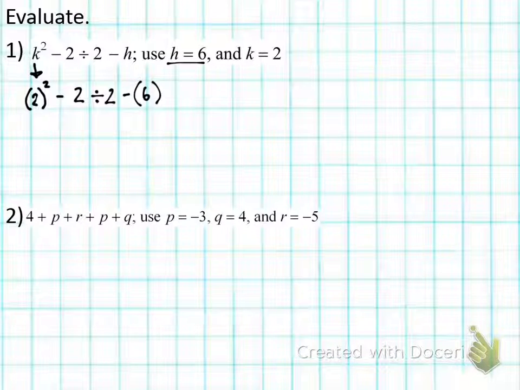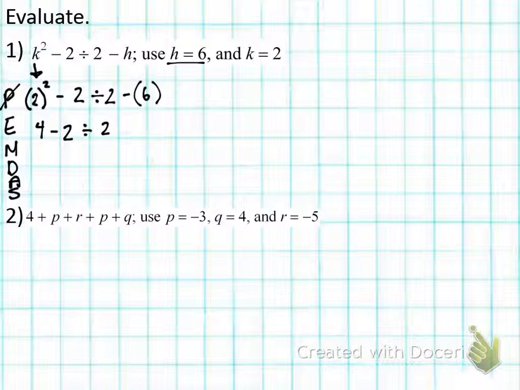Okay, now we're going to do what we did yesterday, PEMDAS. I ask myself, are there any parentheses that I need to simplify on the inside? Nope. Any exponents? Yeah, we have 2 squared here. 2 squared becomes 4, so we have 4 minus 2 divided by 2 minus 6. Any other exponents? No. Any multiply or divide from left to right? Yeah. We have a division right here in the middle. 2 divided by 2 is 1. So bring down the 4 and the minus 6.